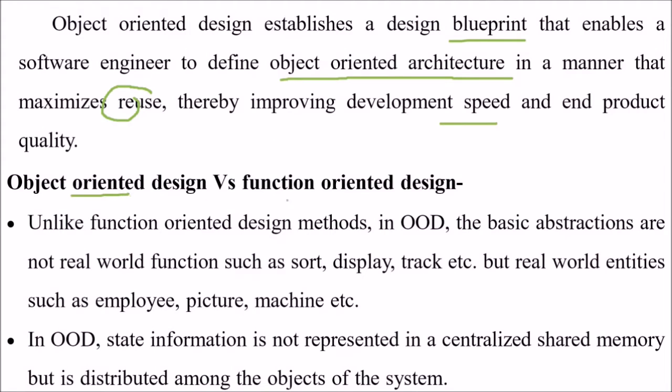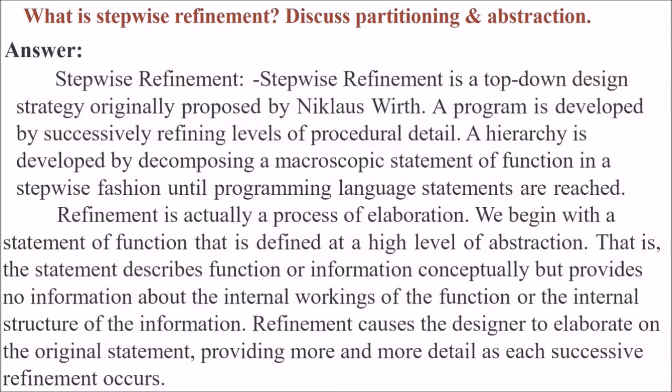Now compare object-oriented design with function-oriented design. Unlike function-oriented design methods, in OOD the basic abstractions are not real-world functions such as sort, display, track, etc., but real-world entities like employees, pictures, machines. In object-oriented design, state information is not presented in a centralized shared memory, but is distributed among the objects of the system.